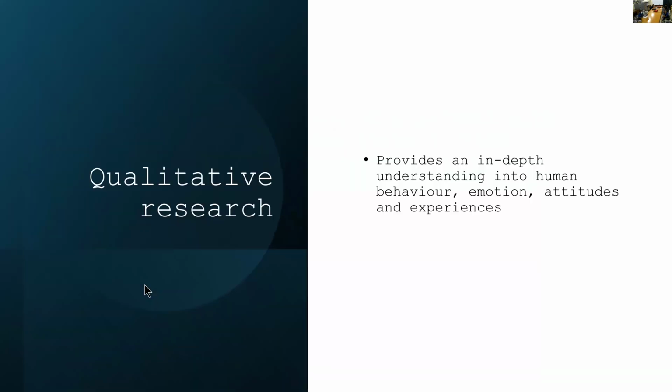So qualitative research basically gives us an in-depth understanding of human behavior, emotion, attitudes, and experiences. That's why nowadays a lot of importance in healthcare is being given to qualitative studies.